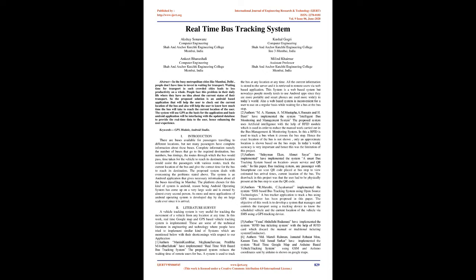Introduction. There are buses available for passengers traveling to different locations, but not many passengers have complete information about these buses. Complete information, namely the number of buses that go to the required destination, bus numbers, bus timings, the routes through which the bus would pass, and the time taken for the vehicle to reach its destination, would assist passengers with various routes, track the current location of the bus and give the correct time for the bus to reach its destination. The proposed system deals with overcoming the problems stated above.